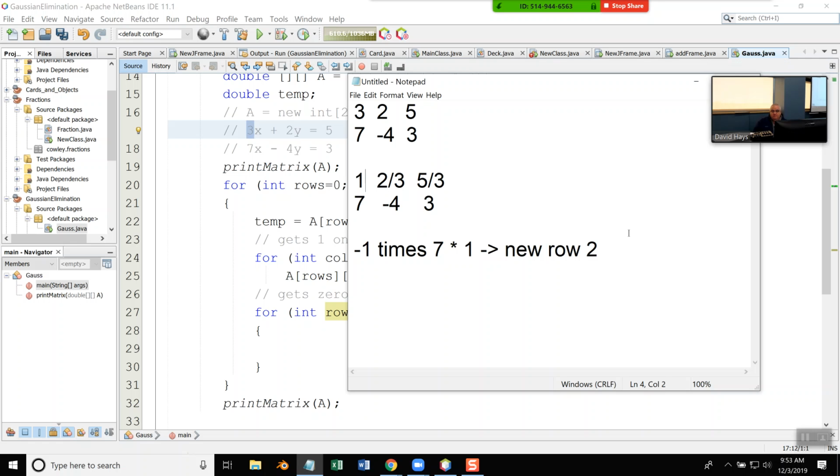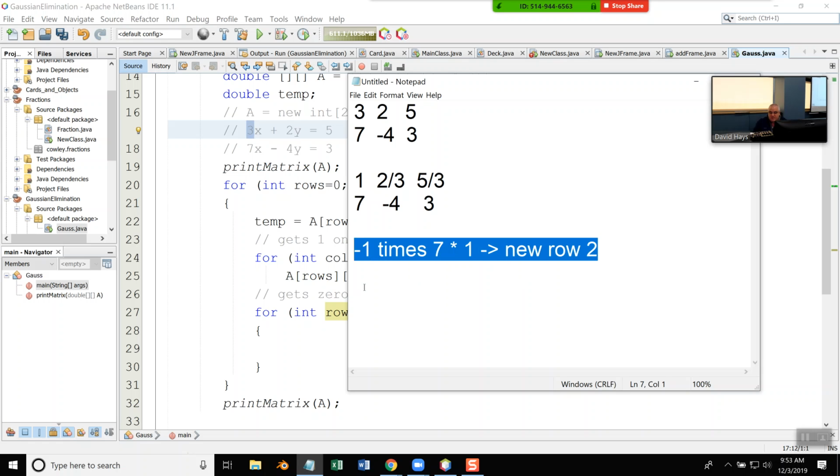What we're going to do in algebra, that'll help me, I think, is we always take the opposite number of this, -7 times row 1, and we add that row 2. And that gives us our new row 2. So -7 times 1 is -7 plus 7, 0. -7 times 2/3 gives you whatever plus the -4. So this is what we want to accomplish. So we need to figure out what number to multiply everything by. So that factor right there. And it will always be -1 times whatever this is.